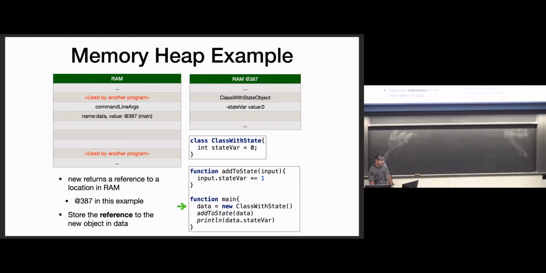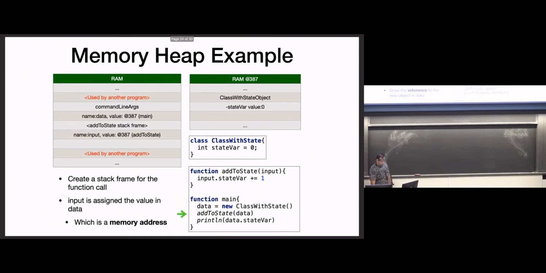So that reference, where can this be found in memory in heap space? That's what's stored in the variable. Now when we call our addToState function, we're going to pass the value of data by reference, or pass the value, which is a reference, to the parameter input, and create the stack frame. In the stack frame, we have the parameter assigned to the argument. So input has the value @387. It refers to the same object that data refers to, which is this object on the heap.